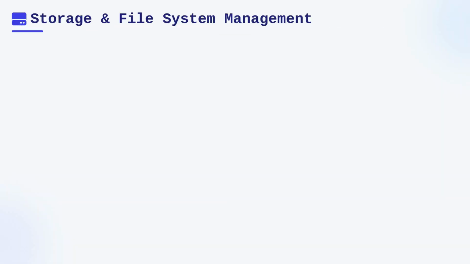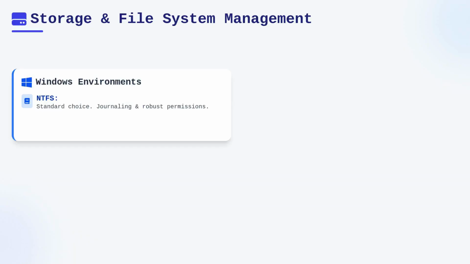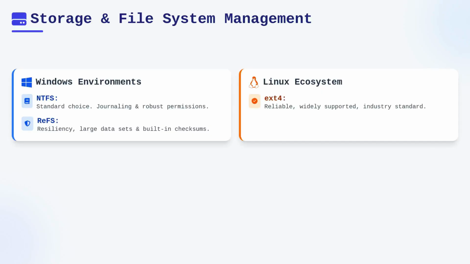Managing space effectively requires a solid grasp of underlying file systems and volume management tools. NTFS remains the standard for Windows environments due to its robust journaling and permissions handling, whereas ReFS is optimized for resiliency and large-scale data sets with built-in checksums. On the Linux side, ext4 is a reliable, widely supported file system, while XFS is often preferred for high-performance enterprise workloads because of its parallel I/O capabilities.